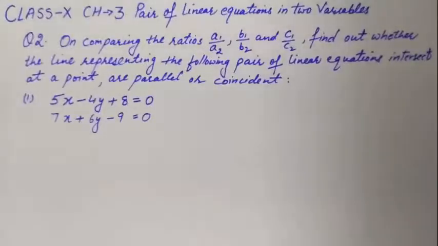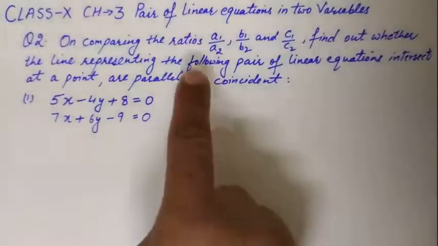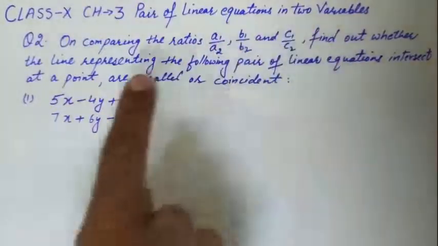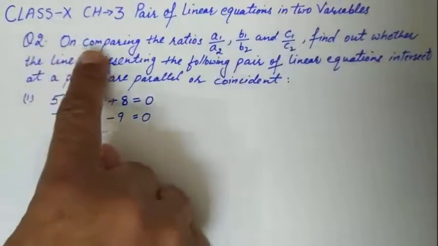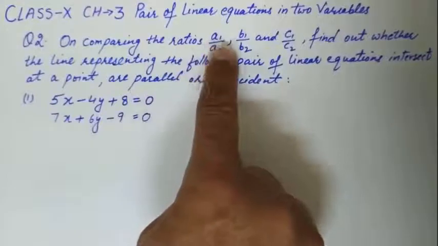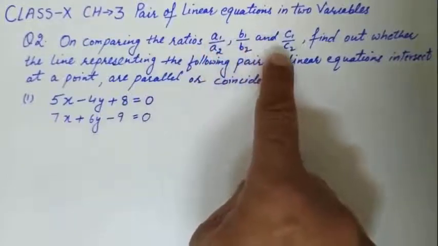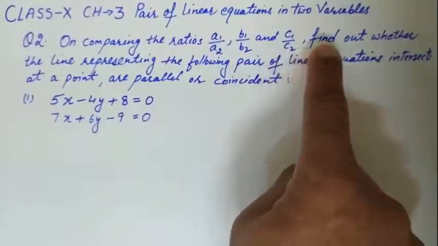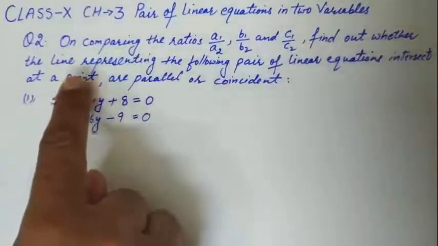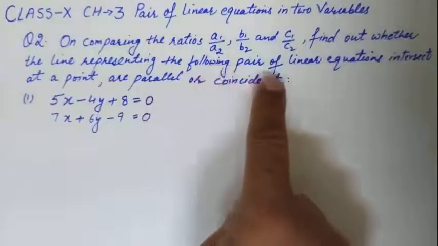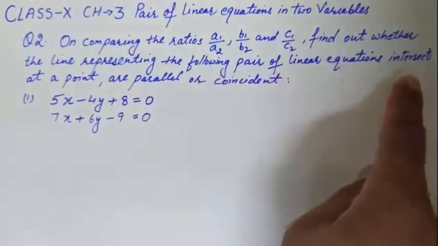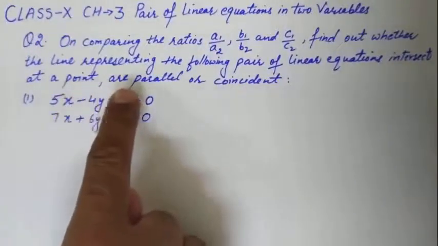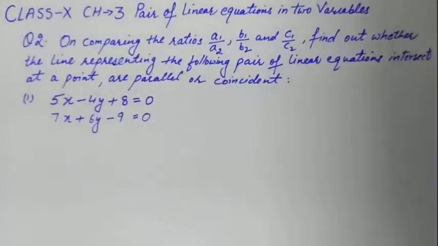Hello dear students, welcome to this maths class. Let's solve this question. This is from pair of linear equations in two variables. Question 2 is, on comparing the ratios a1 over a2, b1 over b2 and c1 over c2, find out whether the lines representing the following pair of linear equations intersect at a point, are parallel or coincident.